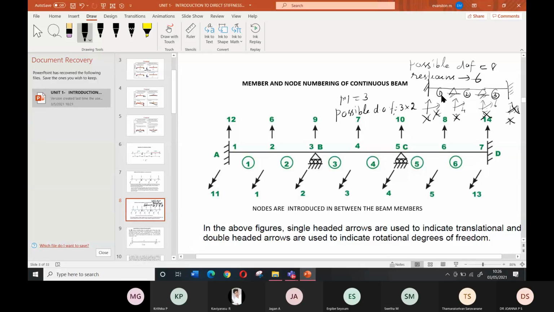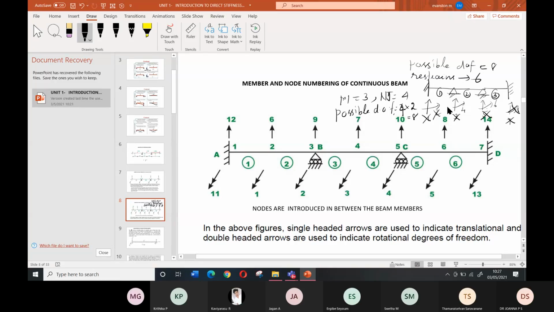2, 4, 6, 8. Sorry, the possible degrees of freedom is the number of joints into 2, and the number of joints is equal to 4. So the possible degrees of freedom is 4 into 2, which is 8. Possible degrees of freedom is 8.